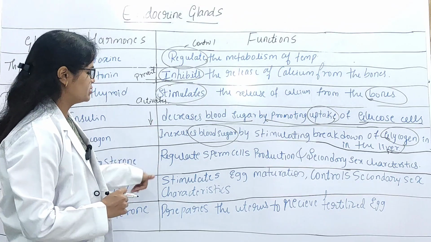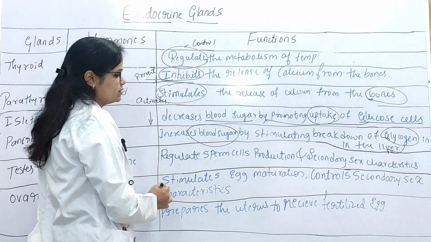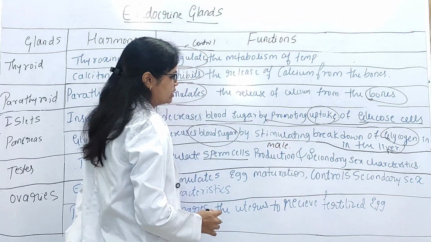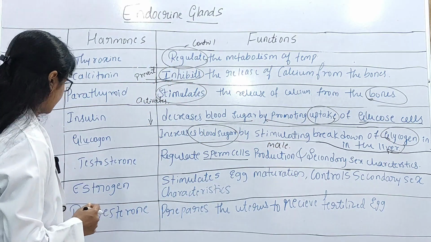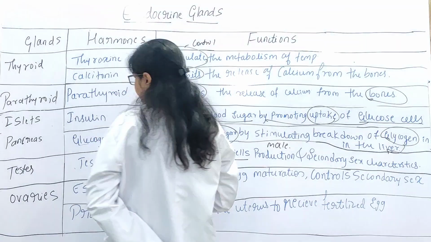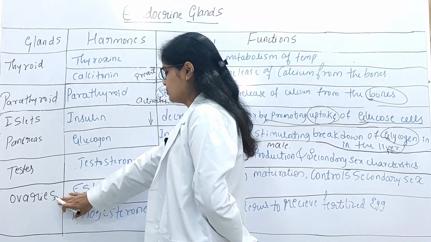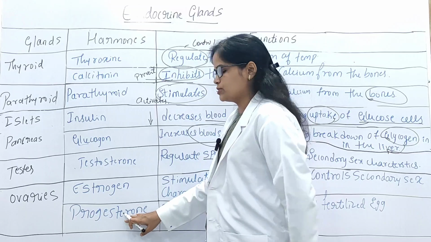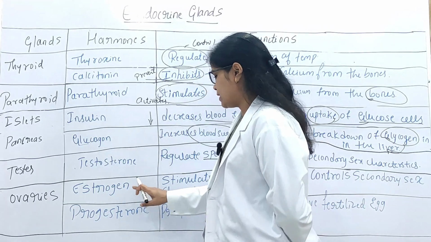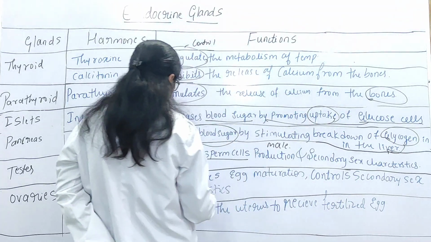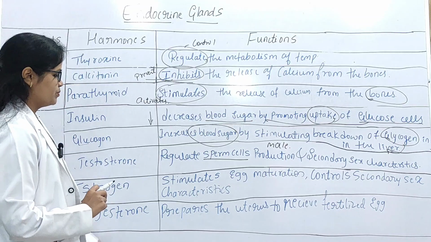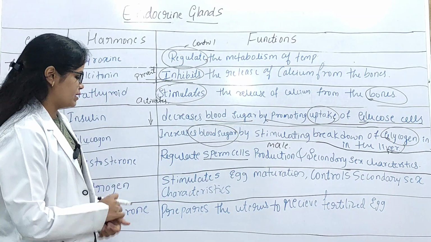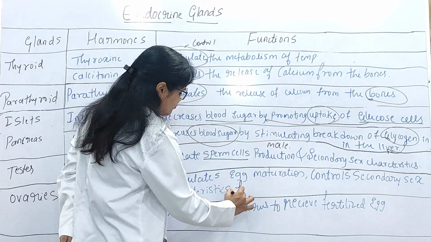The main function of testosterone is to regulate sperm cell production in males, and it also helps with the secondary sex characteristics. And the next gland is the ovaries. The hormones released from the ovaries are estrogen and progesterone. The main function of estrogen is to stimulate egg maturation and control the secondary sex characteristics in females.